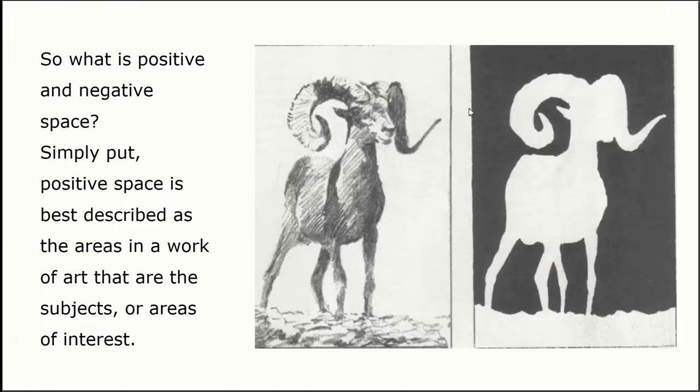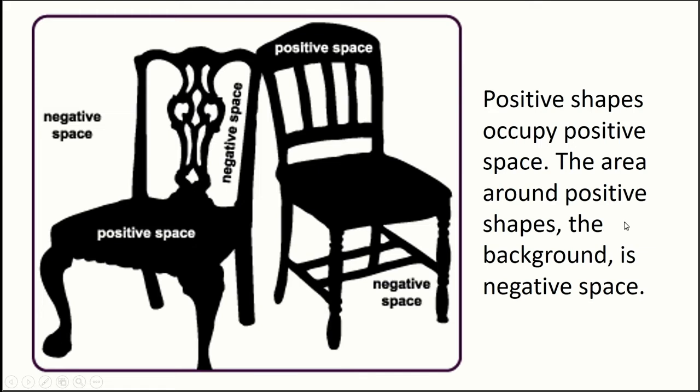So what is positive and negative space? Simply put, positive space is best described as the area in a work of art that's the subject, or the area of interest. So here, it's this ram, you can see. And the empty space around the ram, here, here, here, here, is considered the negative space.